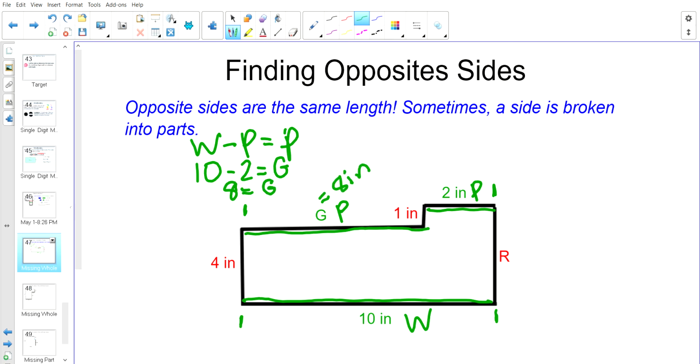Let's look now at the vertical side lengths. I can see that one of the vertical side lengths is this 4-inch side length here.